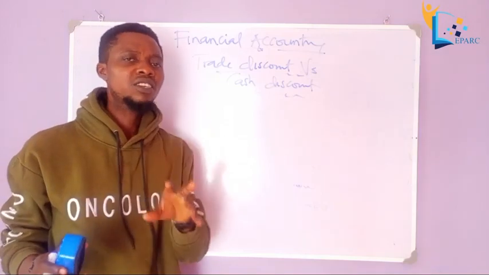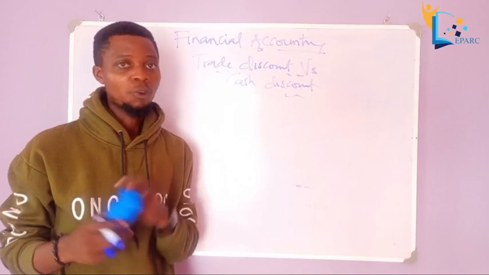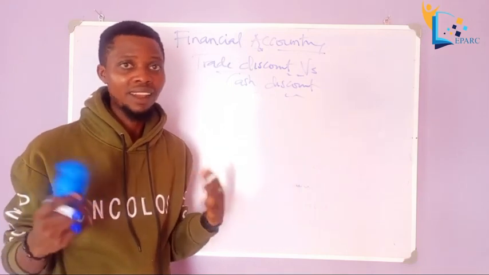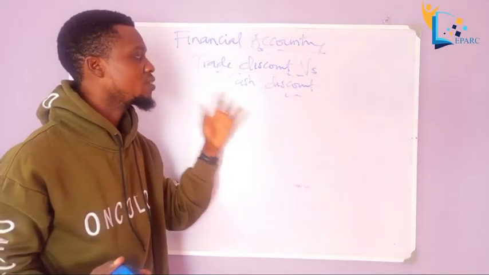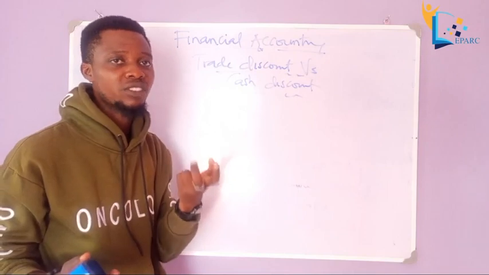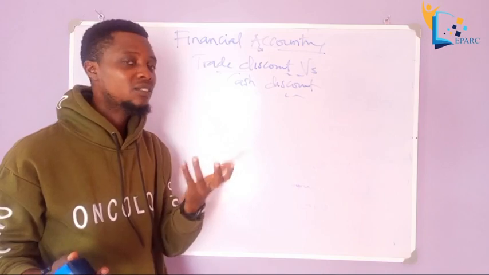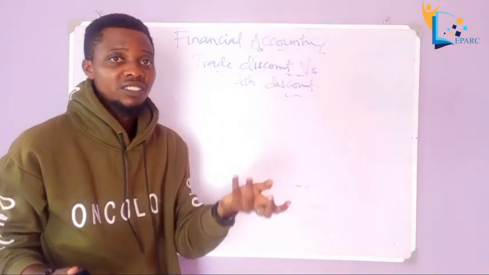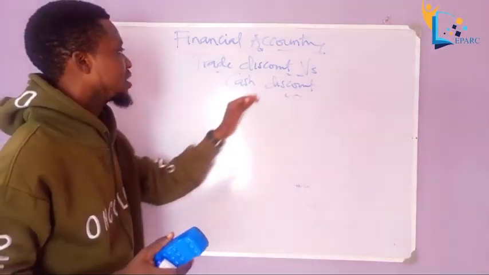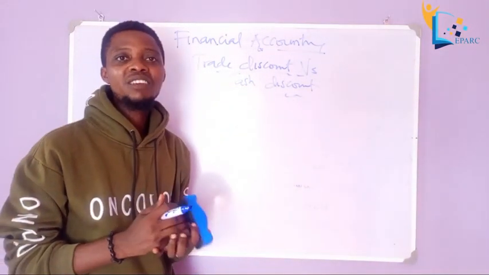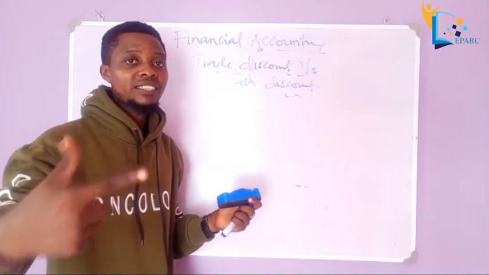And most of the times, trade discounts are done on credit transactions. You must be a customer that buys in large quantities before you can be granted that privilege. So trade discounts are discounts given to customers who buy in large quantities to encourage them or persuade them to buy more. Most times they are done on credit transactions, large quantities of goods bought on credit.